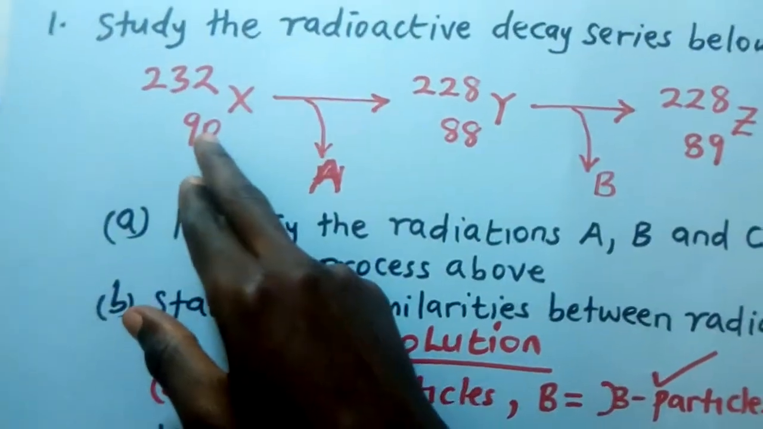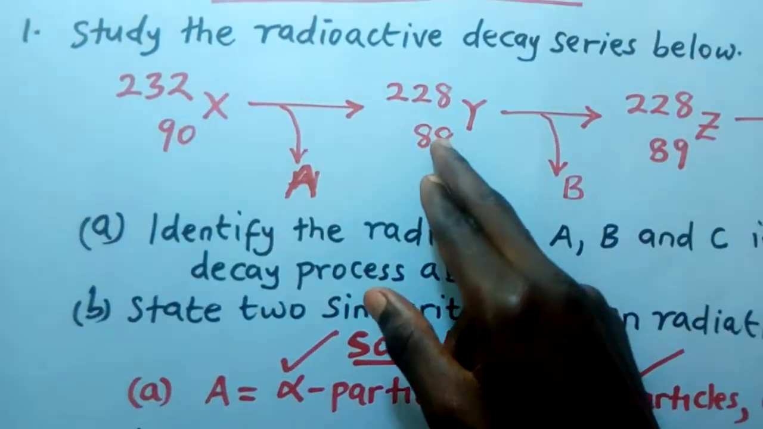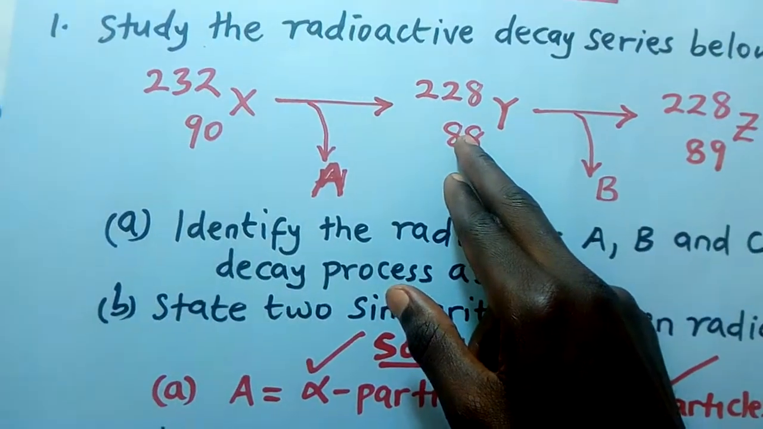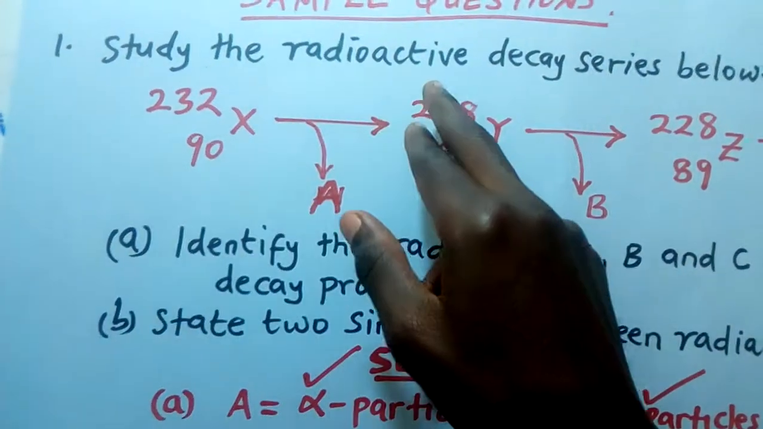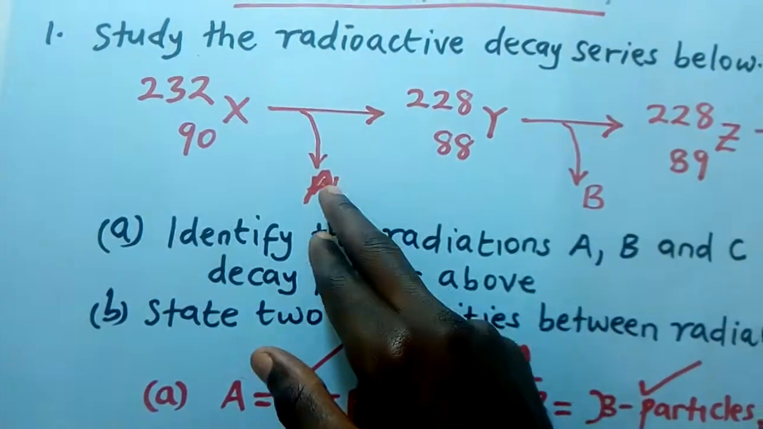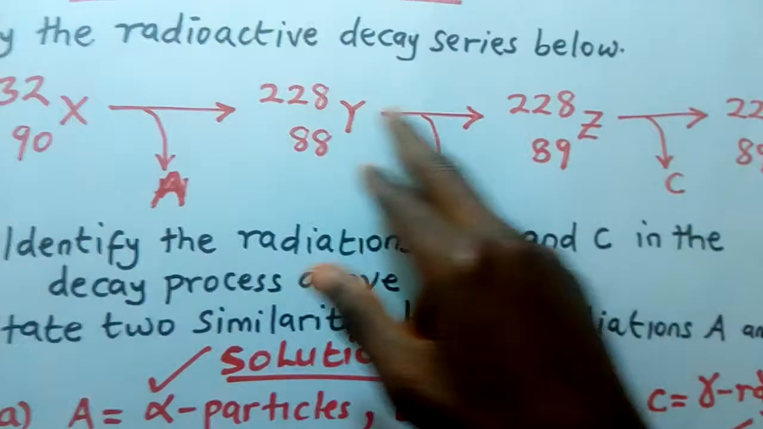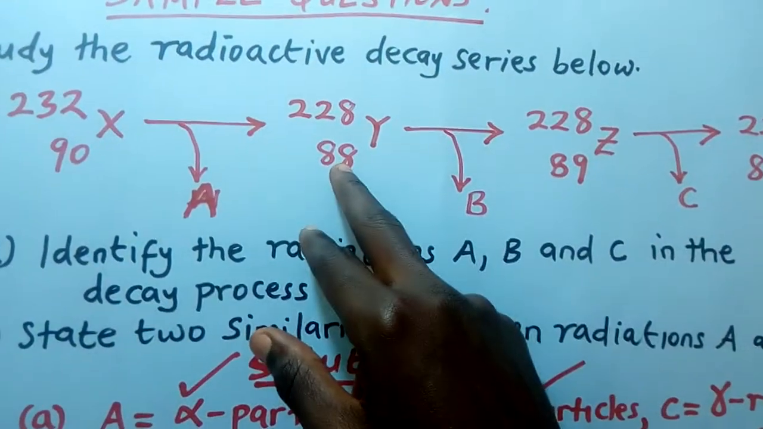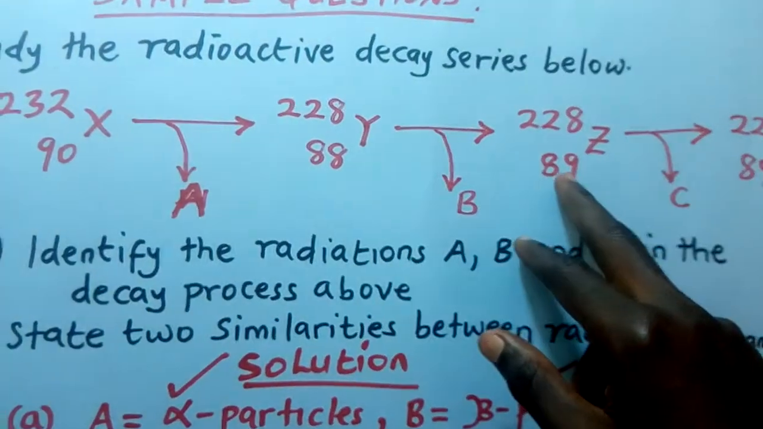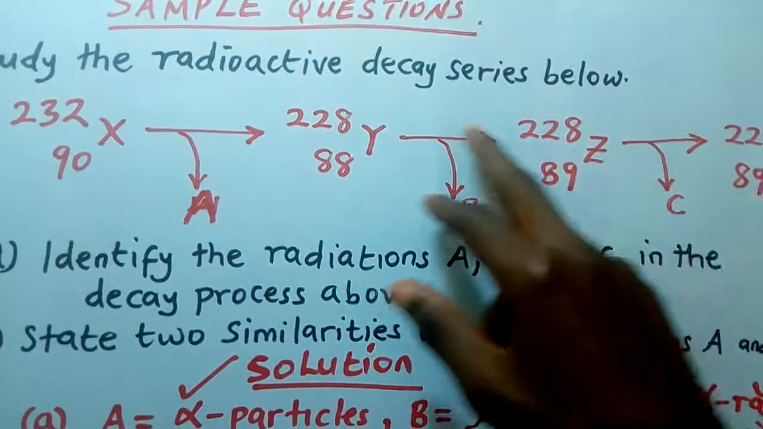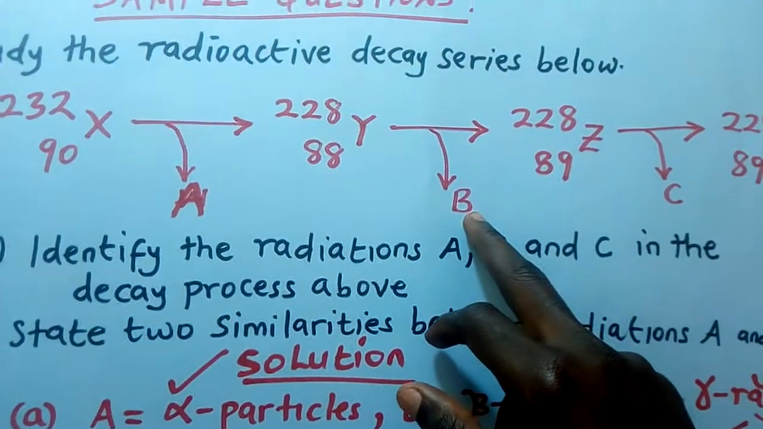Simply look at the atomic number of the parent and the daughter. The atomic number is reduced by 2. Then the mass number, when you subtract, is reduced by 4. So this should be an alpha particle. That is A. Look at this parent and also the daughter. The atomic number has increased from 88 to 89. It has increased by 1. The mass number does not change. So B becomes a beta particle.